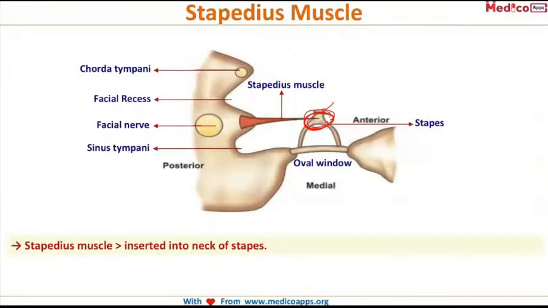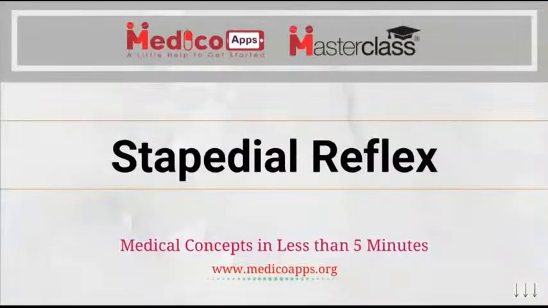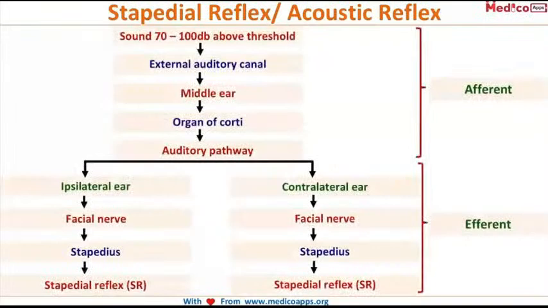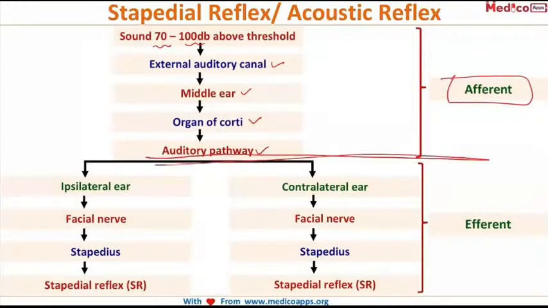Now let's proceed to understand the stapedial reflex. We have seen in our previous class a little bit about stapedial reflex. So when the sound threshold is within 70 to 100 decibels, the sound passes through the external auditory canal into the middle ear to the organ of Corti and stimulates our auditory pathway. This entire process up to here, we are calling it the afferent pathway.